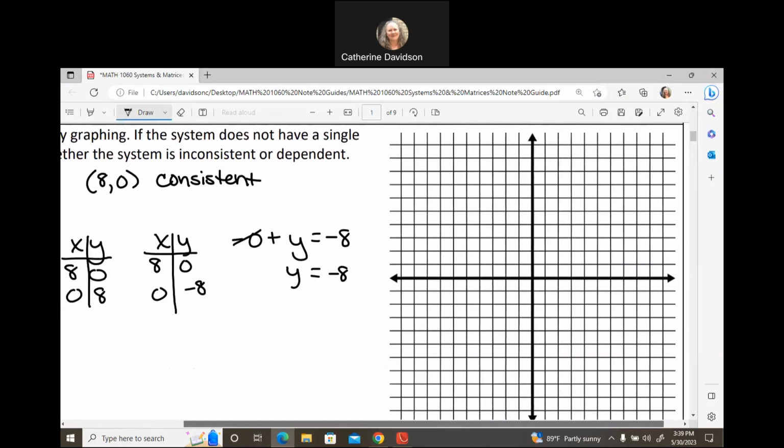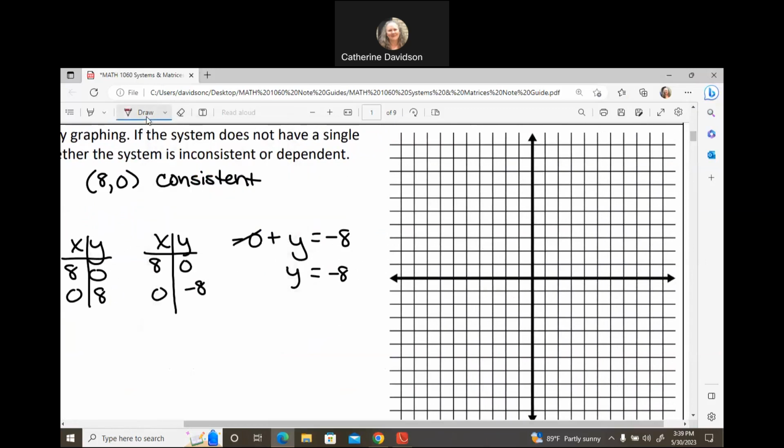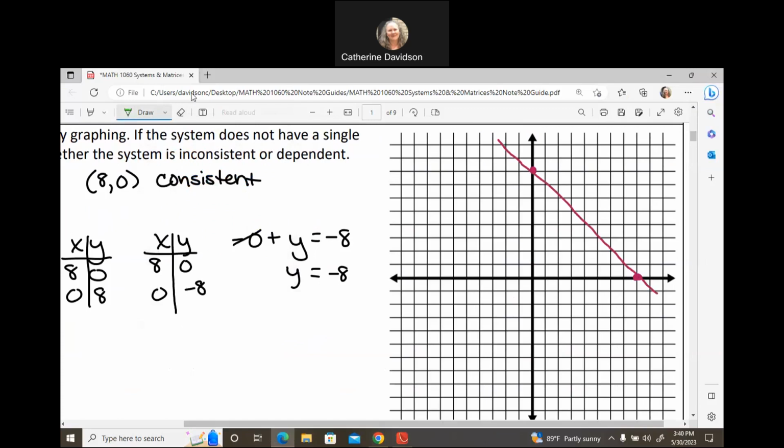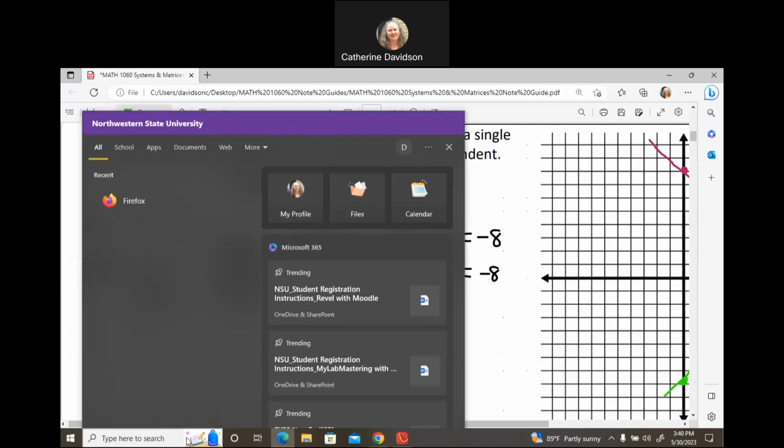Now it's time to graph these. We do the first one in a different color. So over 8, up 0. And then over 0, up 8. And let's choose a different color for the second line. That also has a point at (8, 0). That's where these two lines are going to intersect. And it also has one at (0, -8). Oh, excuse me there. I don't know what I did.